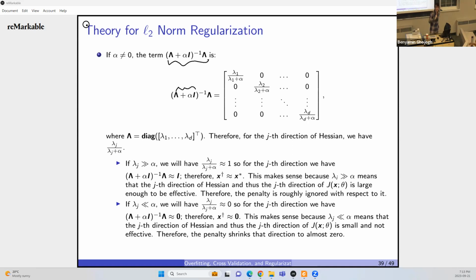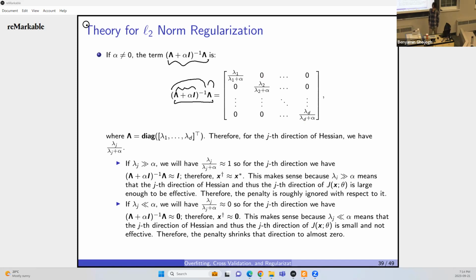We know that according to linear algebra, what is the inverse of a diagonal matrix? It's very simple. It's just the reciprocal of the elements of the diagonal. Therefore, the inverse of a diagonal matrix is also diagonal, and a diagonal matrix times a diagonal matrix is also diagonal. So we only have diagonal elements, and these diagonal elements are lambda 1 over lambda 1 plus alpha, lambda 2 over lambda 2 plus alpha, until lambda d over lambda d plus alpha.